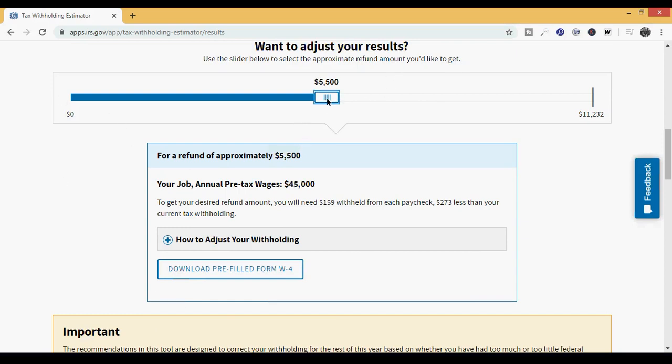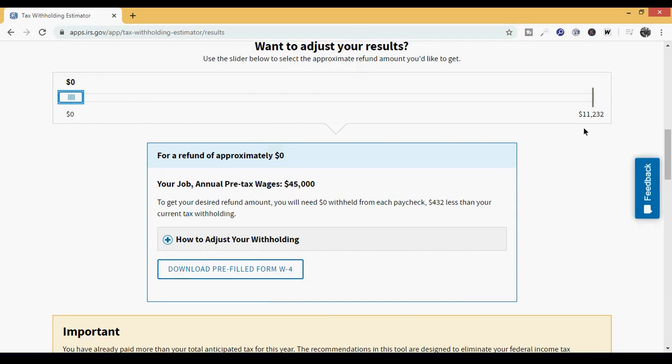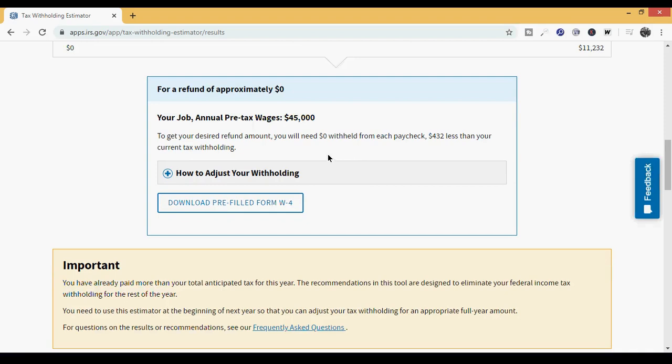Now, let's just say that you want to break even with the IRS and you don't want a refund at all. So basically, you would just slide that slider and say, you know what, I want to break even. I don't want to owe them, and I don't want them to owe me. So basically, the numbers just changed. They said to get your desired refund amount, you will need $0 withheld from your paycheck, $432 less than your current tax withholding. So that'll put $432 in your paycheck every time you get paid. So every 2 weeks you get an extra $432. And the question is, what do you want to do with that $432?